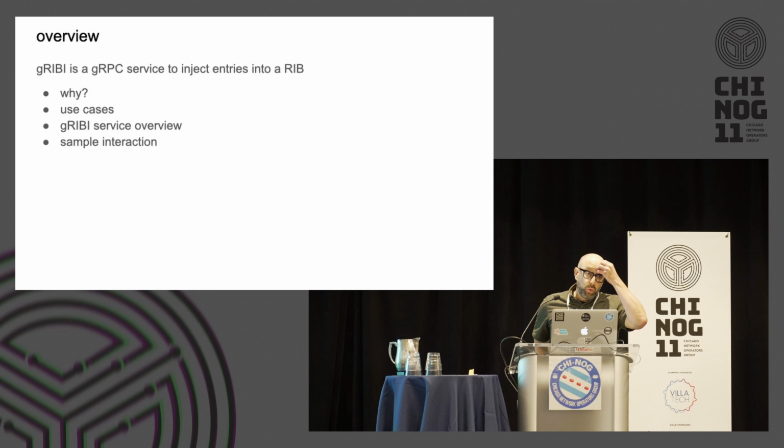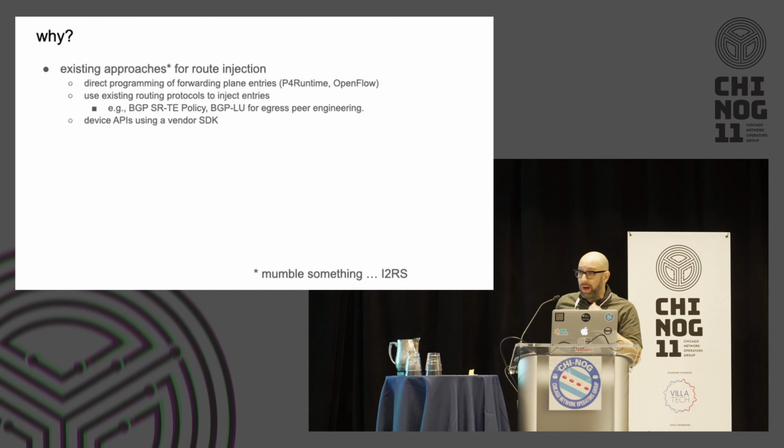So a little bit about the why for doing something along these lines, talk about a couple of use cases briefly, dig into the details of gRIBI, and then just walk you through a sample interaction. So why? Why would I want to inject something into my routing information base that's not learned from BGP? And how would I go about doing that?